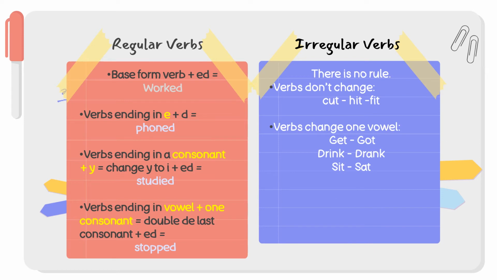Verbs which change one vowel in the past. Get, got, drink, drank, sit, sat. Verbs which change completely in the past. Catch, caught, eat, ate, go, went.